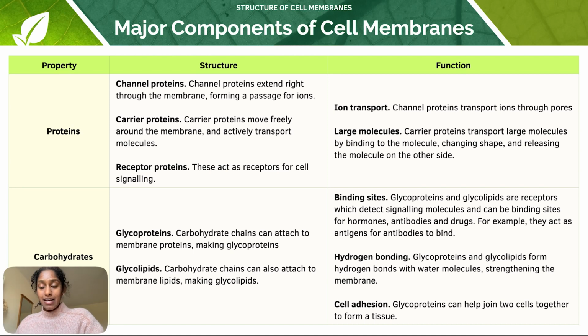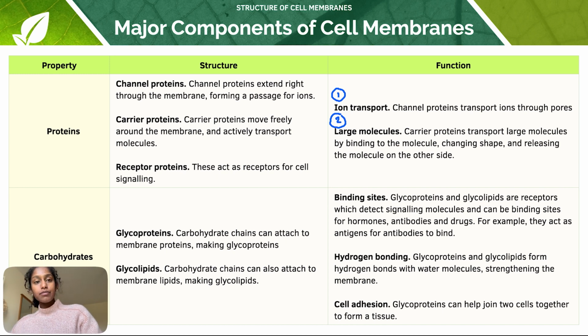So let's take a closer look at this now. Remember we said our channel proteins extend right through our membrane, forming a passage for ions. Our carrier proteins move freely around the membrane and actively transport molecules. And our receptor proteins act as receptors. So now we can think of the function of proteins within our cell membrane. Number one, the function is ion transport, because remember we saw that we have these channel proteins that allow for ions to move from the outside to the inside of the cell and vice versa. And number two, large molecules. Carrier proteins transport large molecules by binding to the molecule, changing shape and releasing the molecule on the other side.